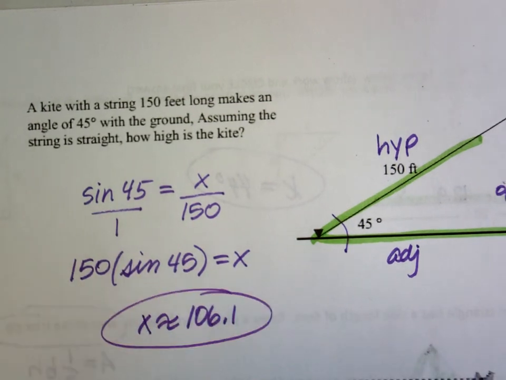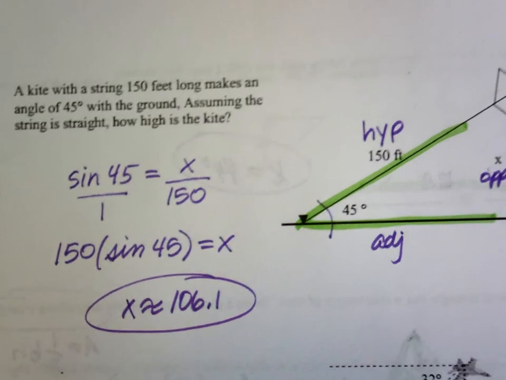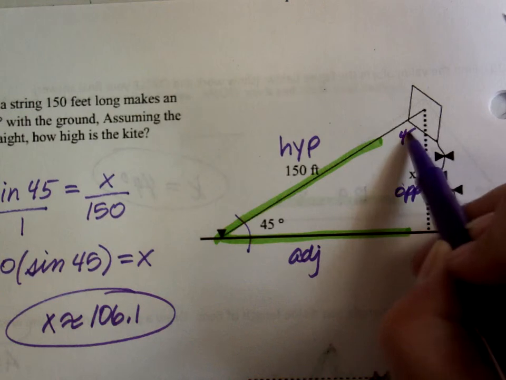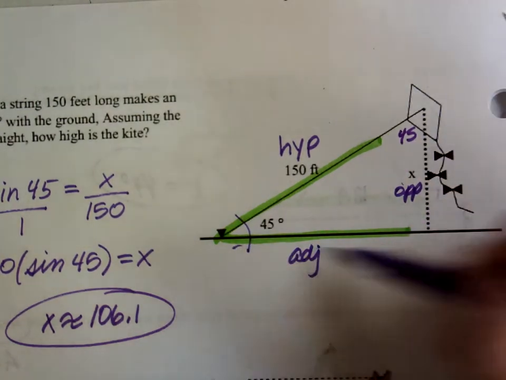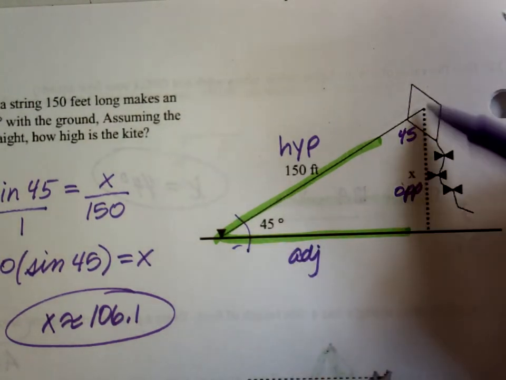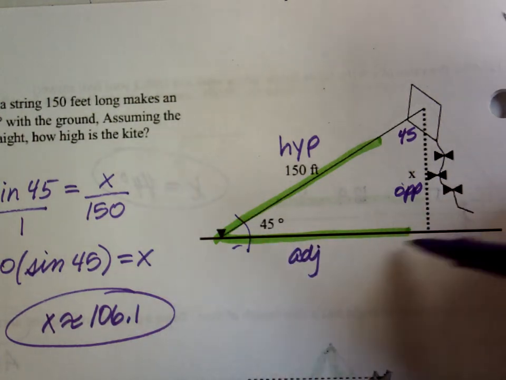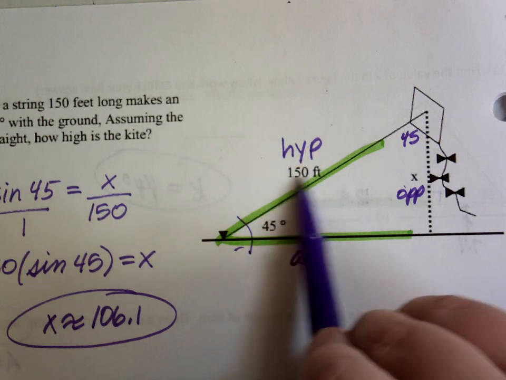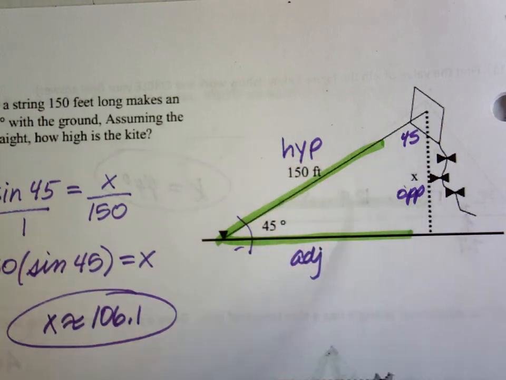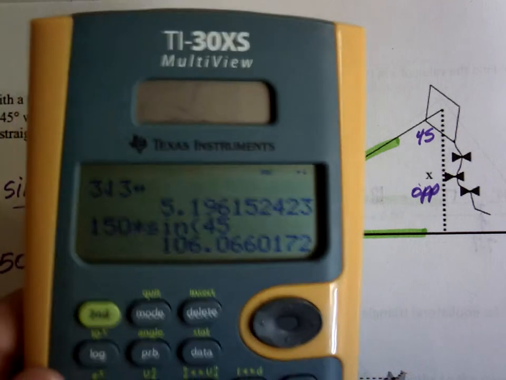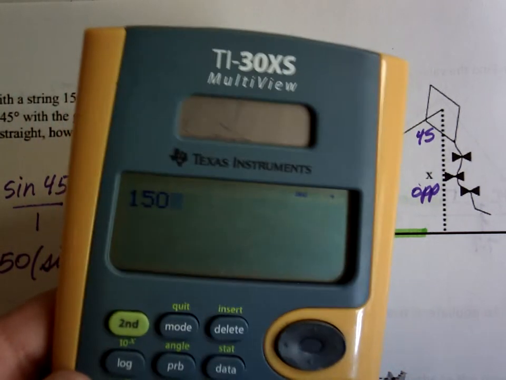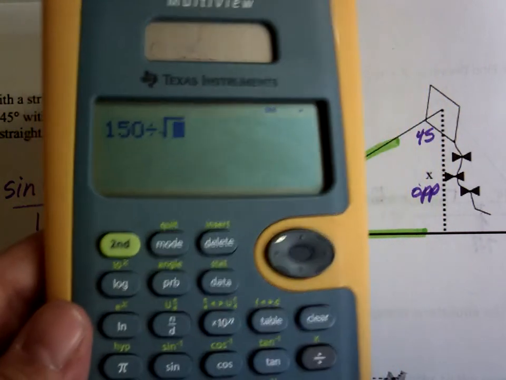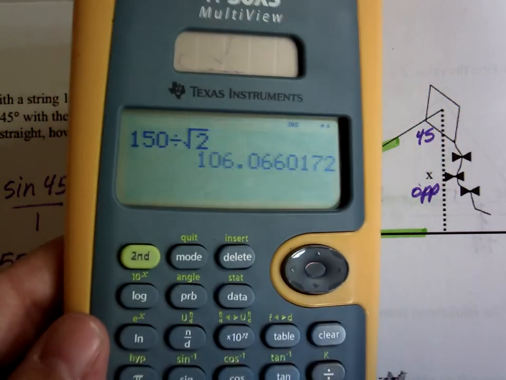Okay. Notice that you could also have used 45, 45, 90s, because if this is 45, this is automatically 45. So the opposite and the adjacent here are actually the legs of an isosceles right triangle. They're going to be the same length. This is the hypotenuse. And so I would divide by square root of 2 to get that. So if you divide 150 by square root of 2, you should get the same thing. And we do.